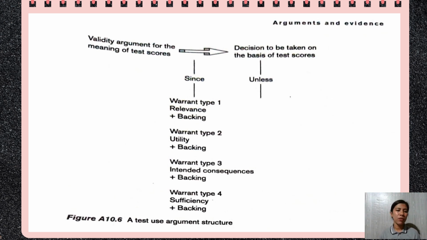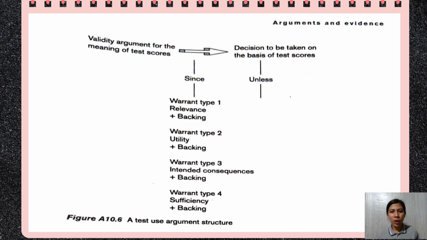The warrant types and required backing are explained as follows. The relevance of the score to the decision being made is supported by evidence that shows that the ability being tested is required for the activity in the real-world context about which a decision is being made. Such evidence might, for example, include needs analysis or comparison of the real-world task and the test task.